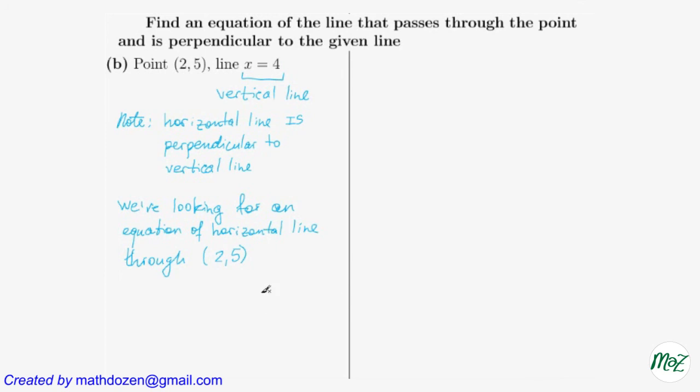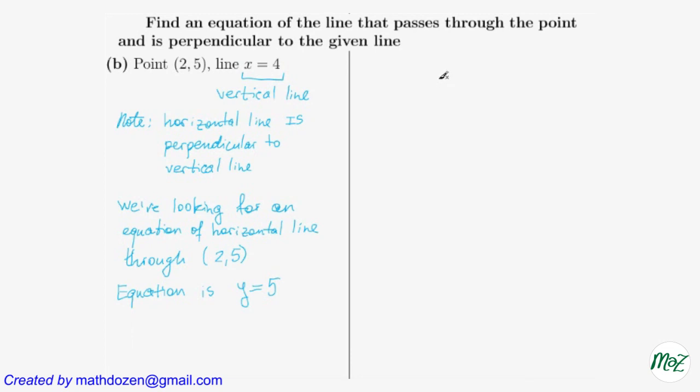And we know that the equation of a horizontal line is always in the form y equals a number. What number to choose? We know that the point (2, 5) must be on the line, so we use the y coordinate of that point. Y equals 5 is the equation of that horizontal line.